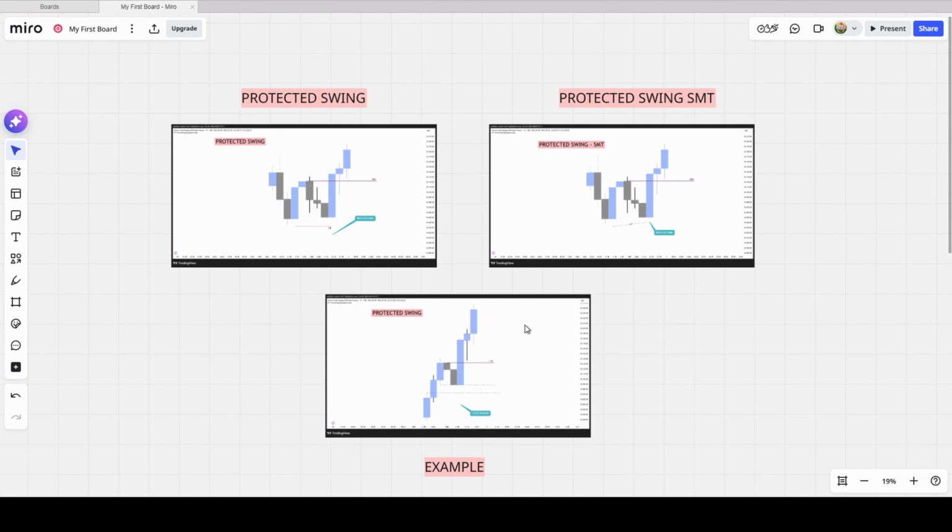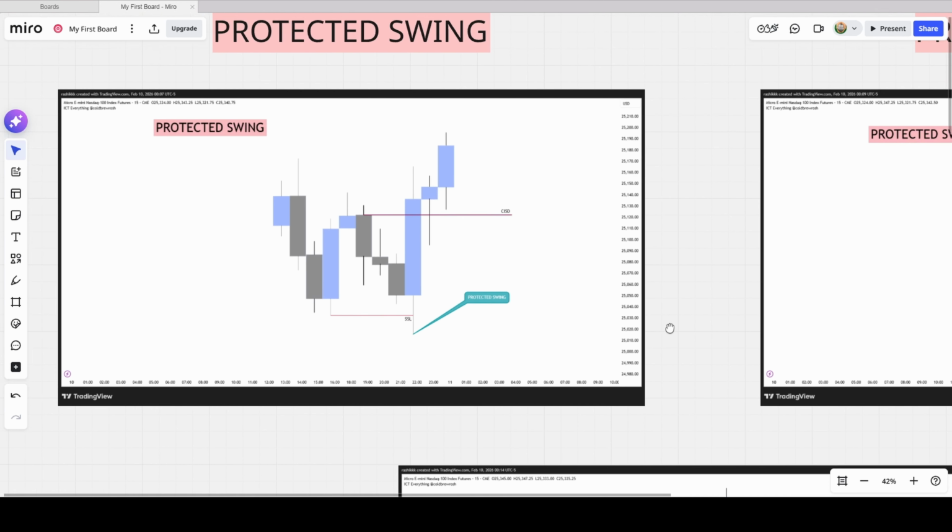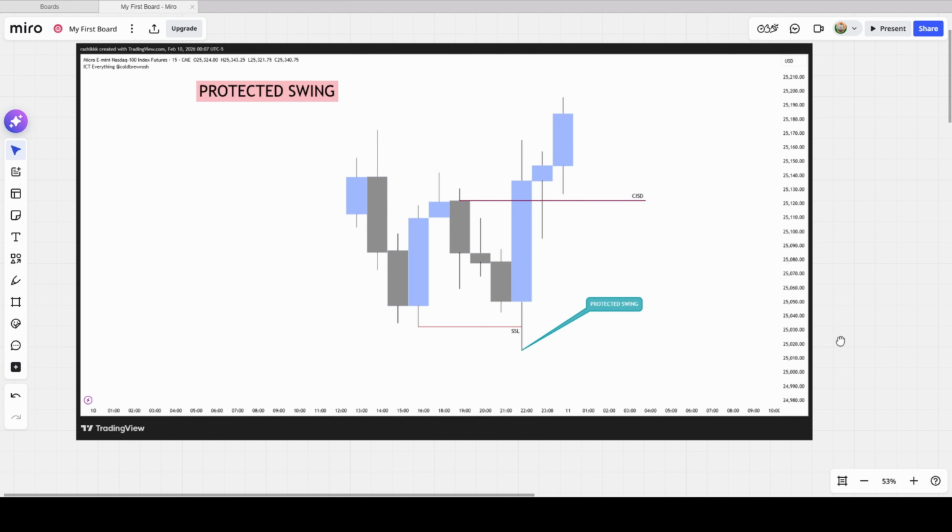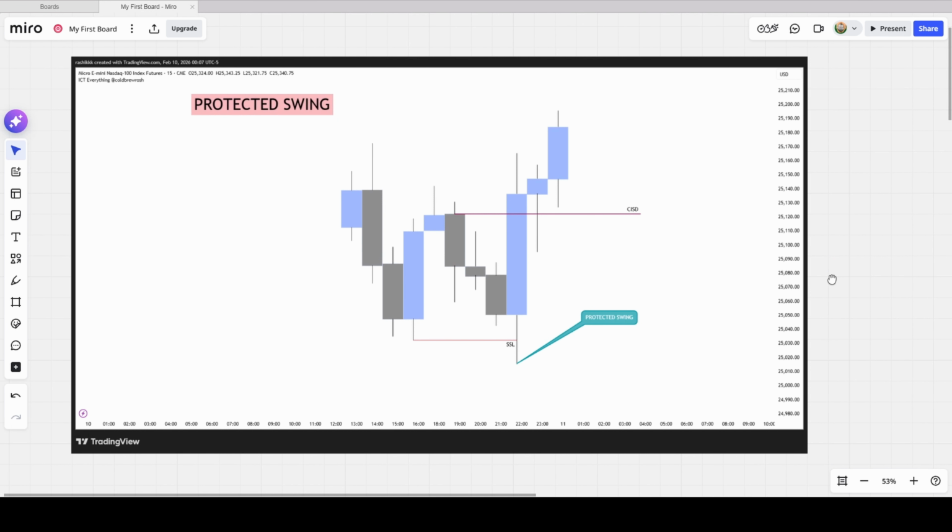So now let's talk about protected swings, because this is a very important concept. A protected swing is simply a high or a low that I expect to hold if the trend is going to continue. In other words, it's a level that price should respect if the current direction remains valid. For example, in a bullish scenario, I expect a certain low to remain intact if price is going to continue moving higher. If that low fails, then the bullish idea starts to weaken.